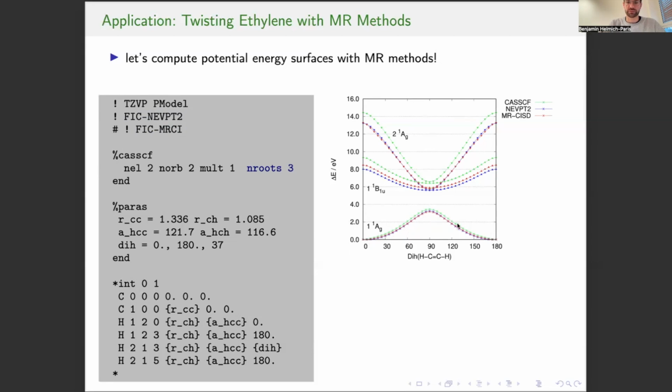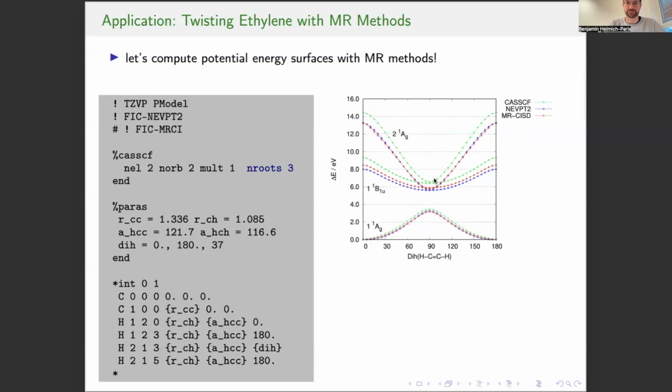For the ground state, we still have a barrier at 90 degrees. And for the singly excited state and the doubly excited state, we have a minimum at 90 degrees. Again, NEVPT2 and MRCI, the more accurate methods, give very similar results, and the excitation energy is significantly lower than with CASSCF.